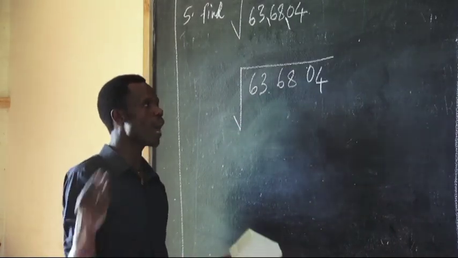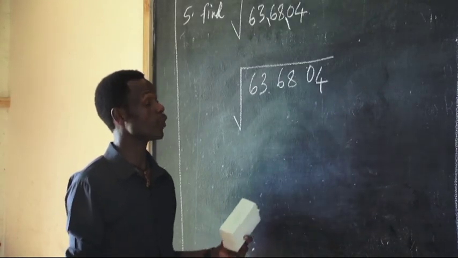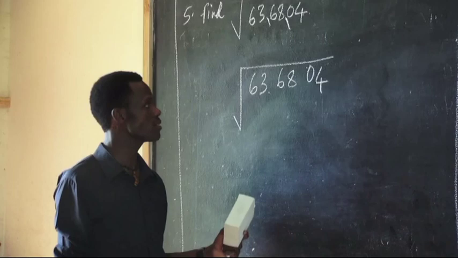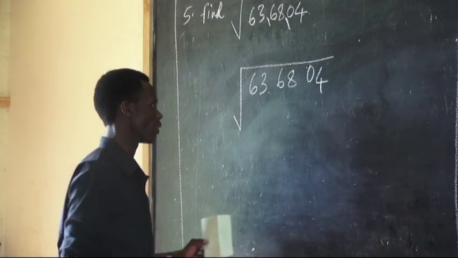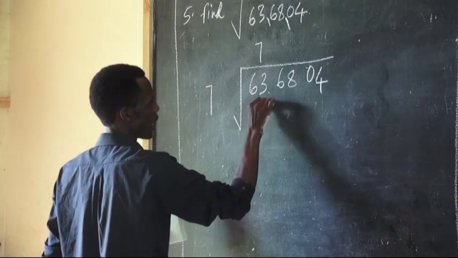So it is 5 times 5, possible. 6 times 6, 7 times 7, 49. 8 times 8 is 64, but this is 63. Now it is 7 times 7, which is equal to 49.